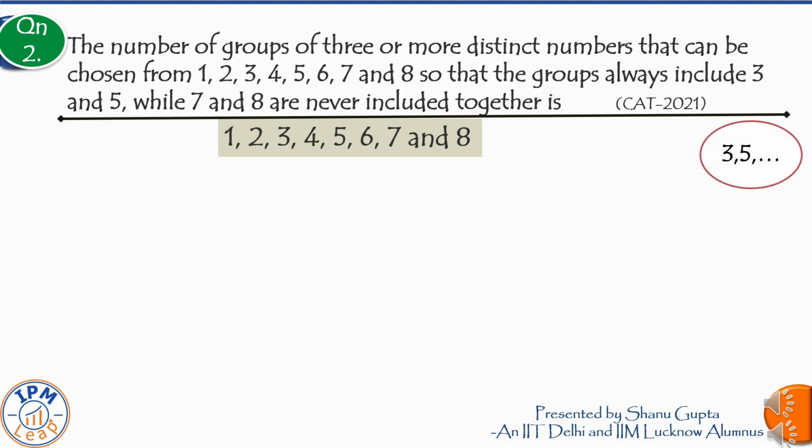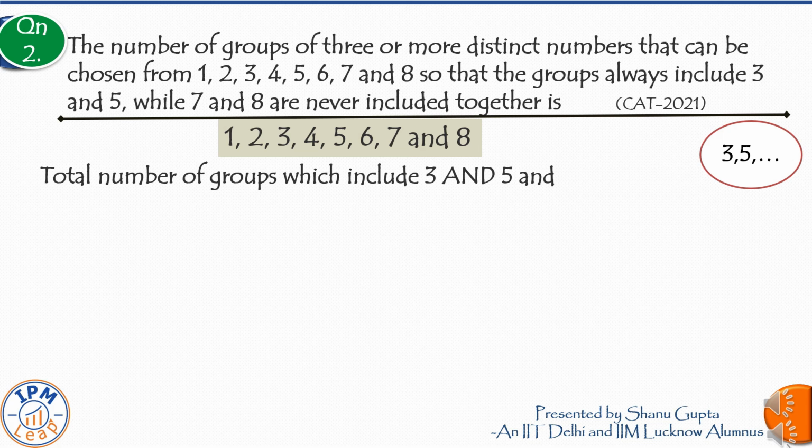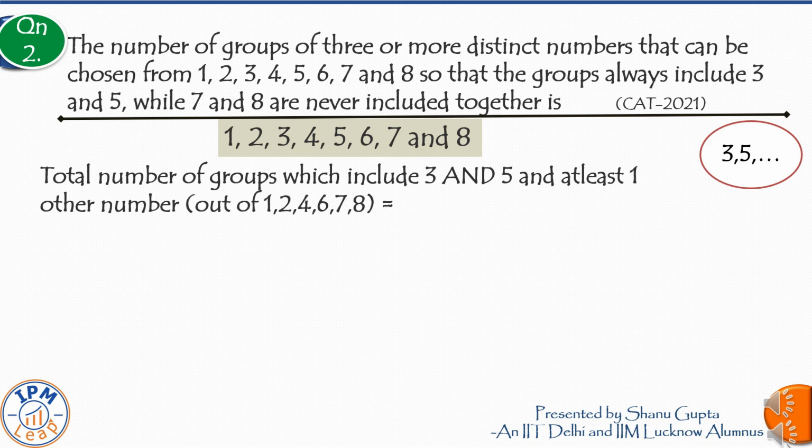For a moment, if we forget the constraint on numbers 7 and 8, the selection of number 3 can be done in only one way. The selection of number 5 also can be done in only one way. For the remaining 6 numbers, we can select them in 2 ways each. So 2 raised to the power of 6 total ways.